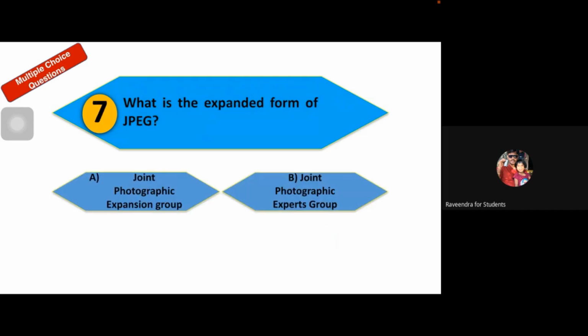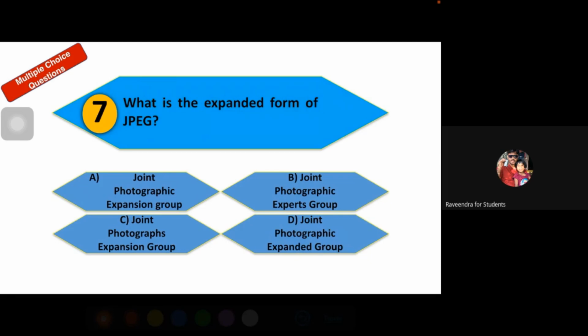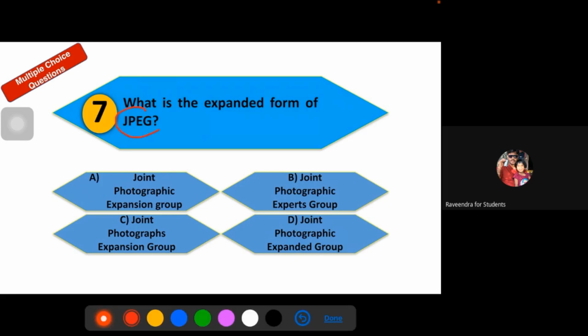7. What is the expanded form of JPEG? JPEG is a file format in image processing which was developed by a group of experts. So therefore, what is the correct option? Joint Photographic Experts Group. So you have to search for the word experts. So that is in option B. So option B is the right option.